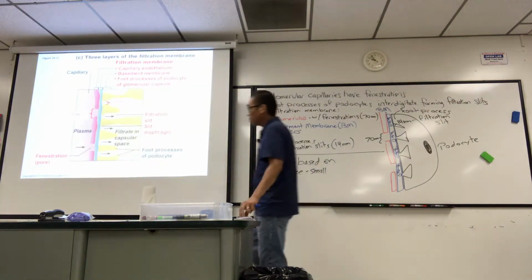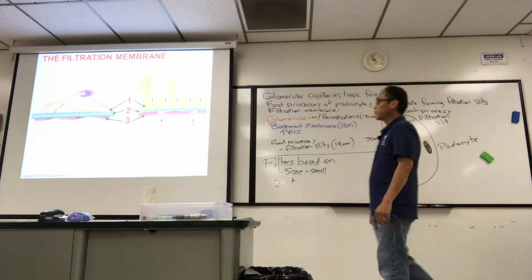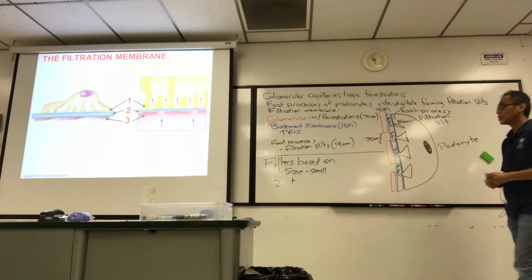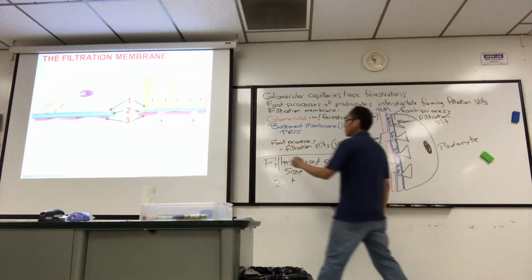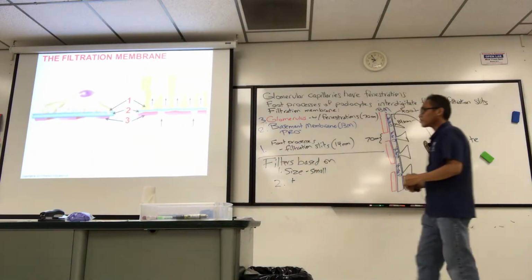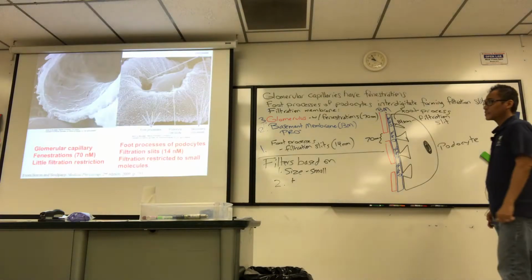All right. So here's another slide I included. I labeled it 1, 2, 3. 1 is the process. 2, 3. The direction of filtration, the arrows on the right, are showing you the plasma is being filtered through in one direction, out of the capillaries into the Bowman's capsule.